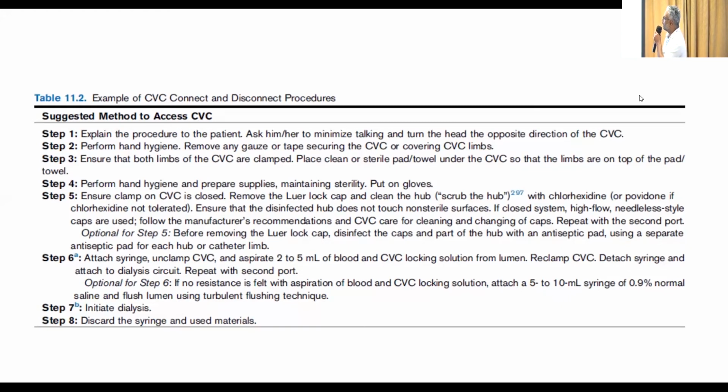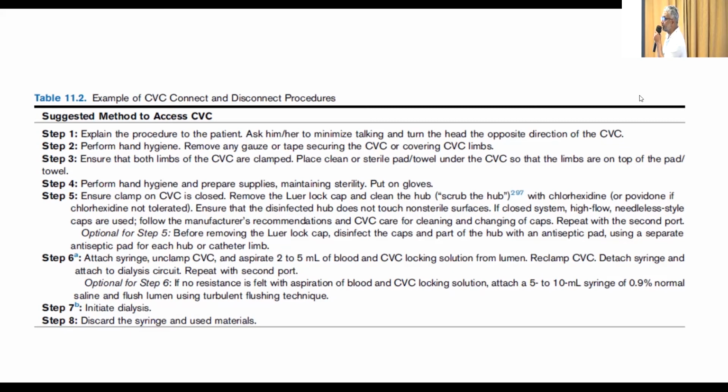So again, how do you access the CVC? You have to explain the procedure to the patient, turn the head to the opposite direction, hand hygiene, very important. Remove the gauze or tape securing the CVC, ensure that both the CVC limbs are clamped, okay? And then place a sterile pad or towel under the CVC so that the limbs are on top of the pad. Perform hand hygiene, okay? Put on sterile gloves.